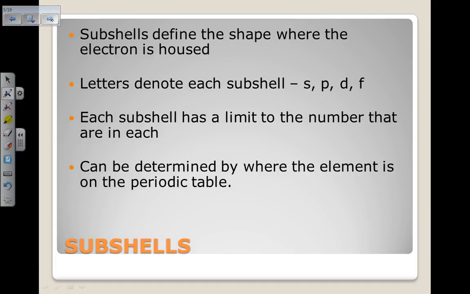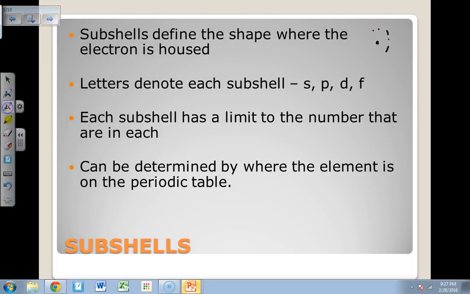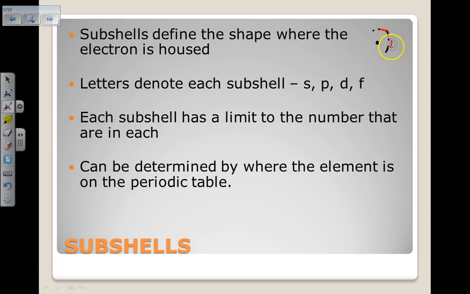Okay. And so what is a subshell? Well, a subshell defines the shape where the electron moves around. And so kind of the easiest shape is if we have the nucleus in the middle, the easiest kind of shape, which is one of them, is a sphere. It's not a circle, it's a sphere because it's 3-dimensional. Okay? And so a subshell is really a shape.